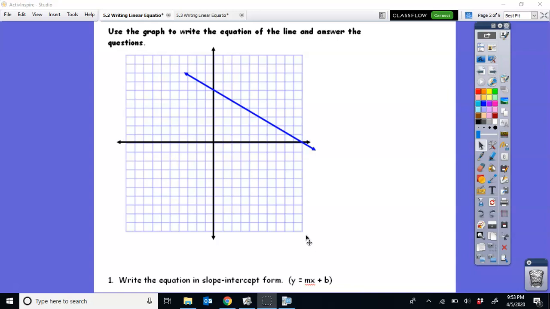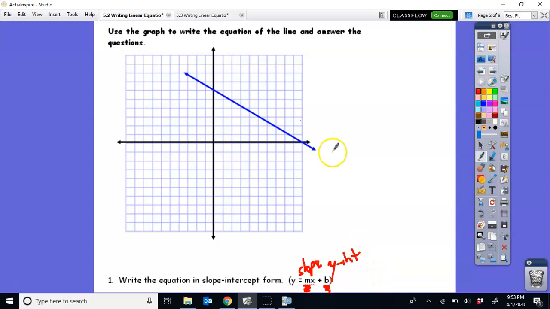So if you look here, this one says use the graph to write the equation of the line and answer the questions. So question number one, write the equation in slope-intercept form, y equals mx plus b. If you remember on the last lesson, if you don't, you may want to go back and watch it again. We talked about finding the m and the b, finding the slope, that's the m, and the y-intercept.